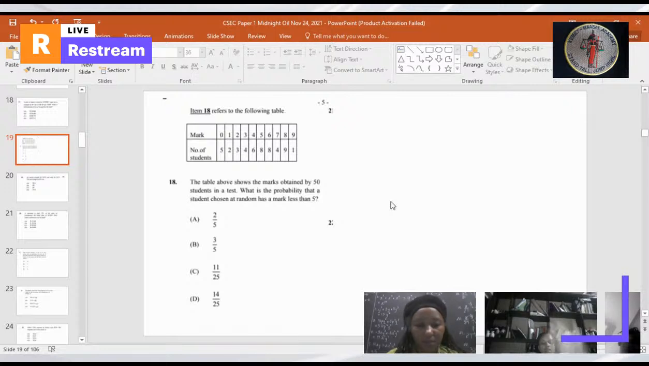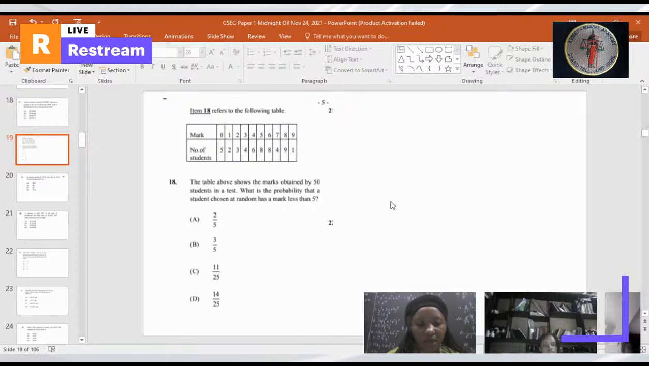Imani, what say you? I think that we should add the number of students who scored less than 5. So it would be 5 plus 2 plus 3 plus 4 plus 6, and put it over the 50 because that's the amount of students. When we add those up, we get 20 over 50, which would be 2 over 5.